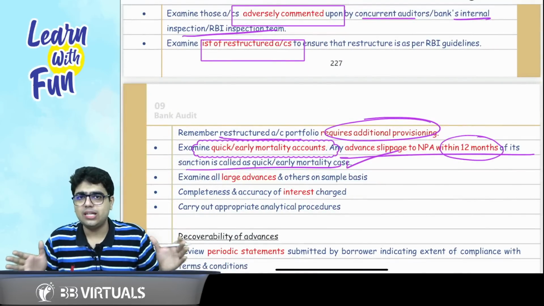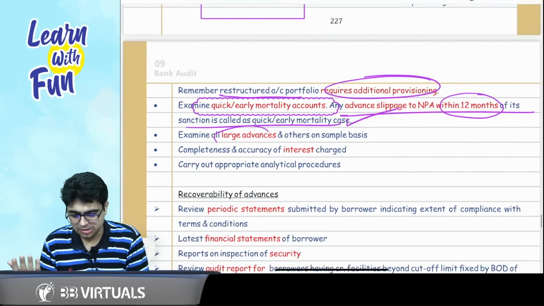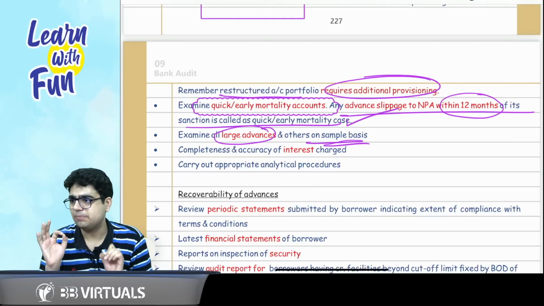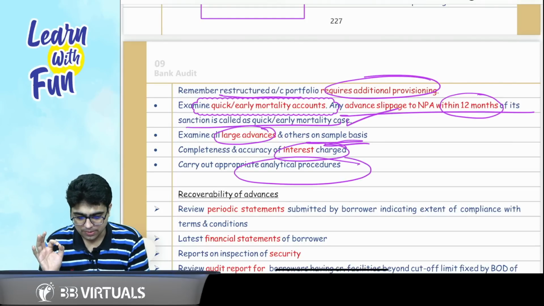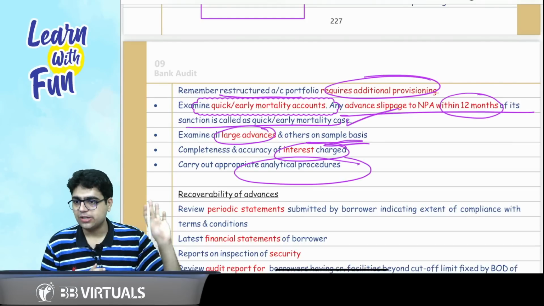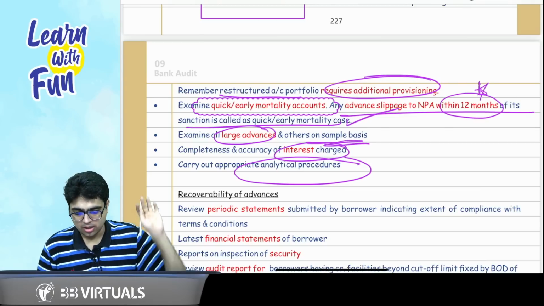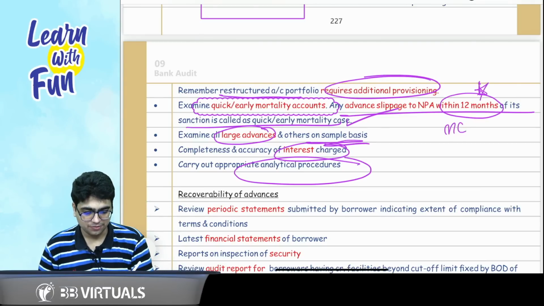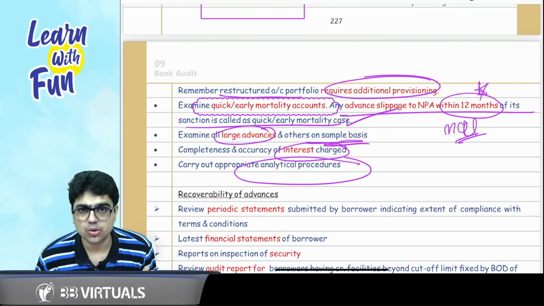Then examine all the large balances, and the small ones can be checked on a sample basis. Check the interest amount and apply analytical procedures. That's all that you need to remember. This 12 months part of quick mortality accounts can be asked in the form of MCQs.